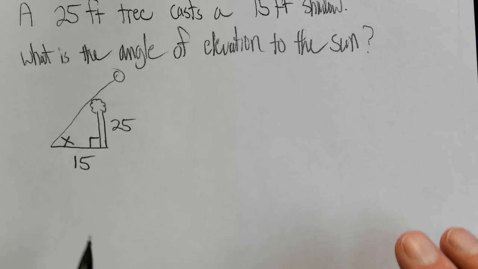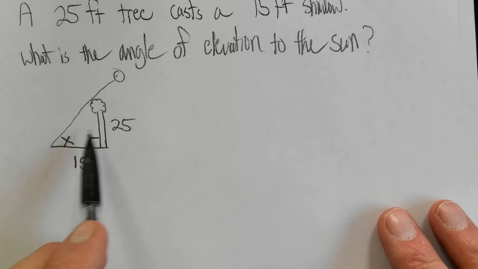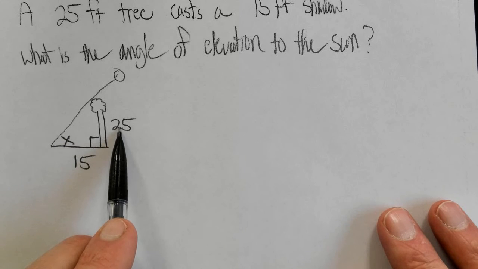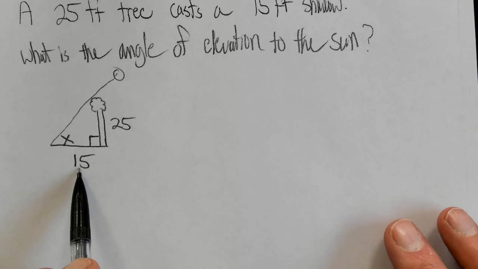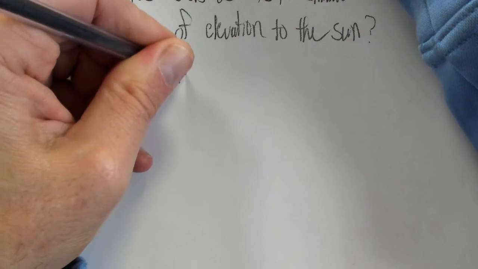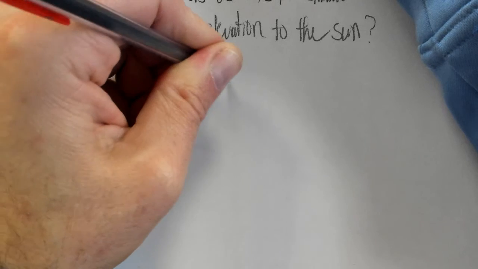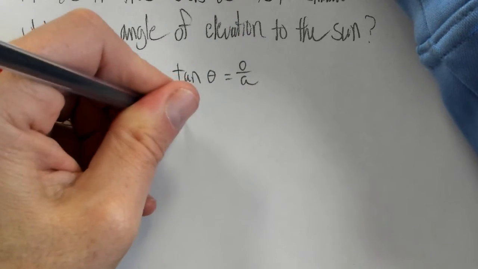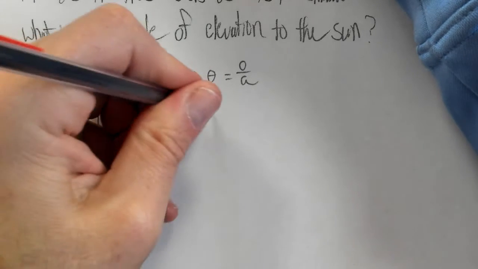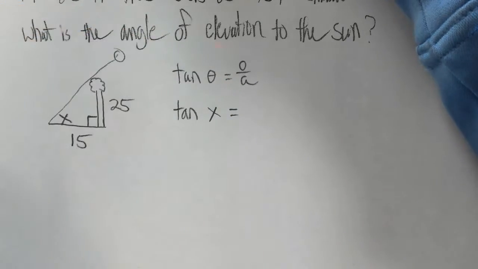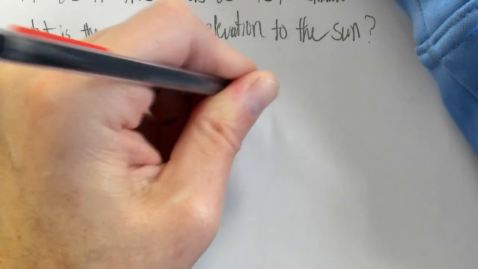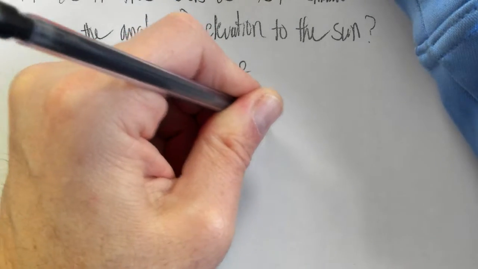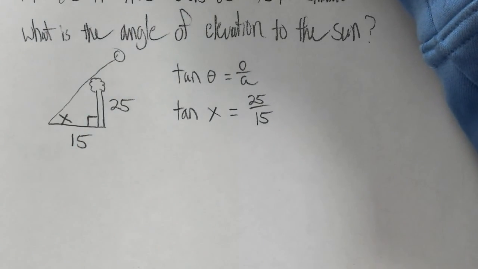Again, I need to see what trig function I can use. I have the opposite side, 25. I have the adjacent side, 15. Opposite and adjacent, I'm going to use tangent again. So tangent of the angle equals opposite over adjacent. So what's my angle? It's x. What's the opposite? 25. What's the adjacent? 15. And then now we have an equation that we can solve for x.